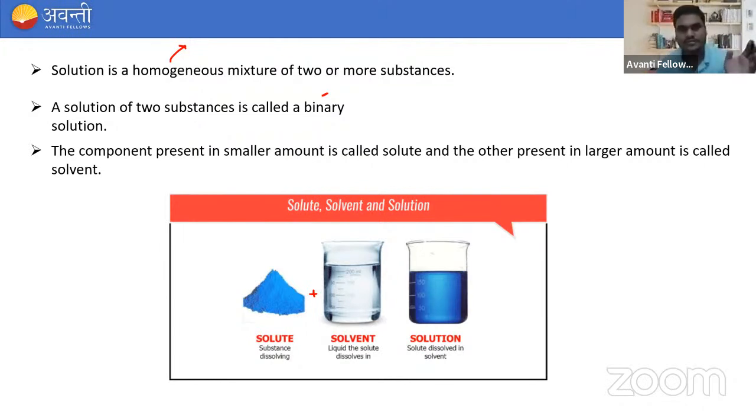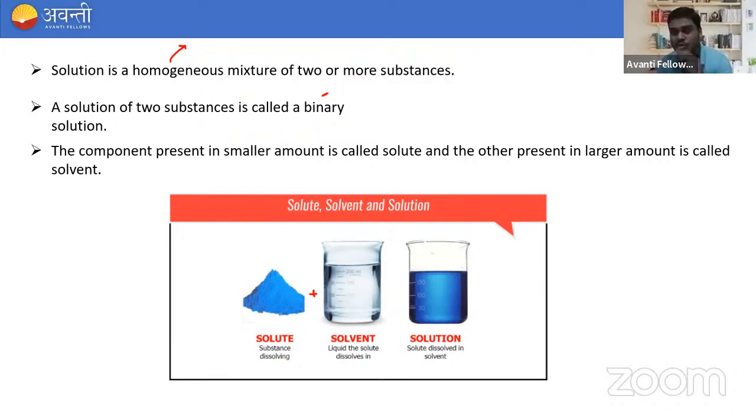Solvent may be solid, solvent may be liquid, and solvent may be gas as well. So it is not necessary that the solvent we use is always a liquid only. Gas भी हो सकता है, solid भी हो सकता है, and liquid भी हो सकता है. Right? Basically, एक point ध्यान में रखना है. And what is this? The component that is present in a smaller amount is called solute.